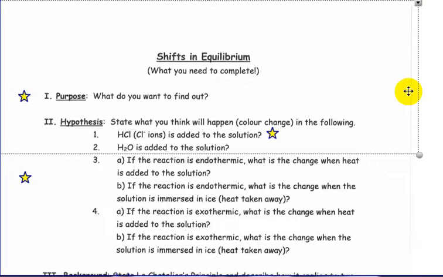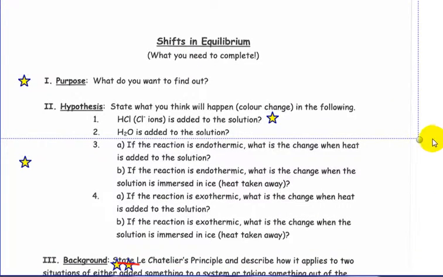Welcome back, Chemistry 30. This is the shifts in equilibrium lab, and it looks like this. Just quickly going over what you need to do. You need to complete the purpose. You need to have a prediction for each one of these questions 1 to 4. You can just simply write it after each question mark here.